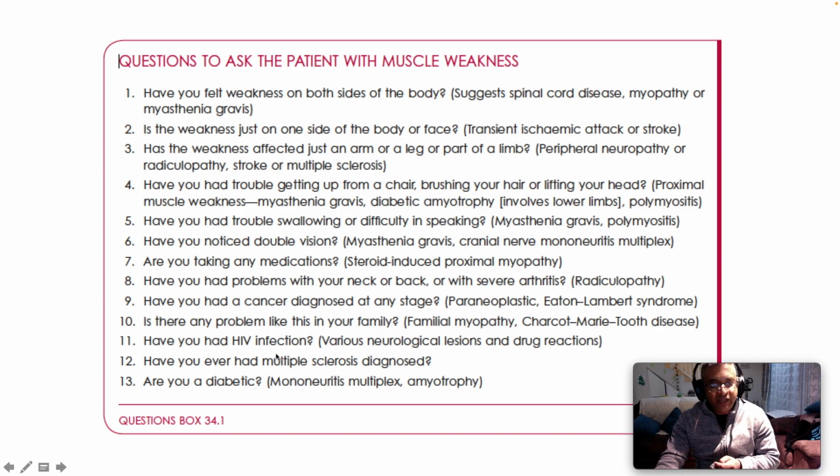Number 11, have you had HIV infection, which gives you a whole truckload, guys, of various neurological lesions and drug reactions. 12, have you ever had multiple sclerosis diagnosed? And the key thing is there you've got multiple different neurological lesions separated by time and space. 13, are you diabetic? Mainly thinking about many different kinds of neuropathy, but mainly mononeuritis multiplex and amyotrophy.